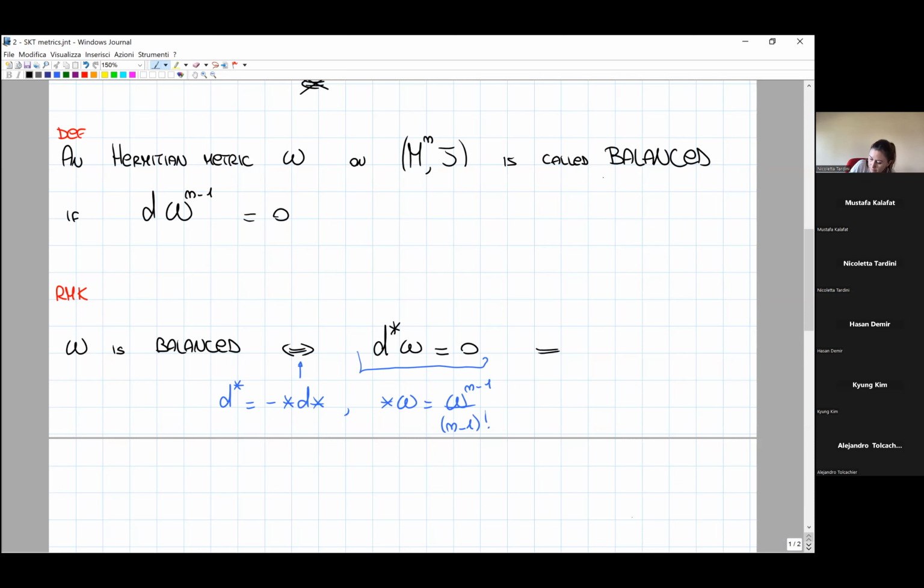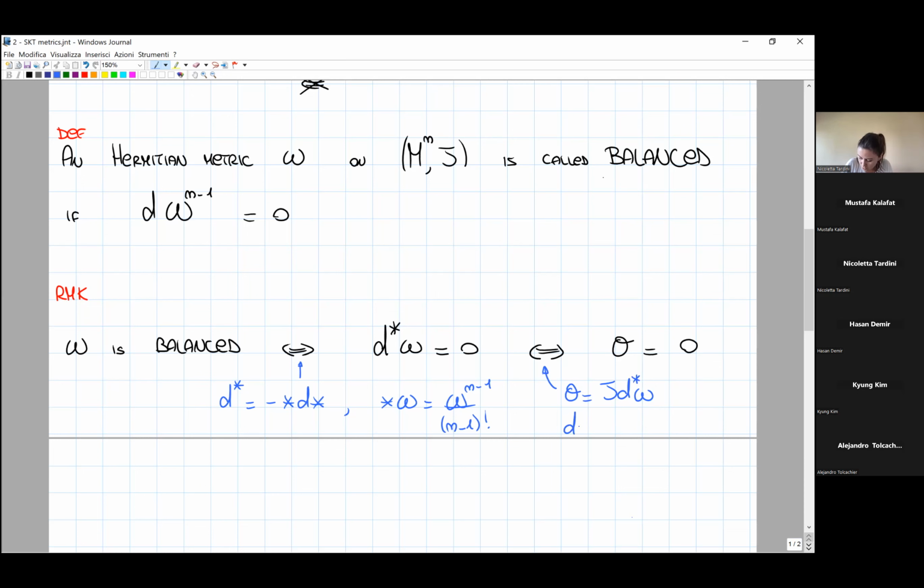And also, equivalently, we have that the Lee form of the metric, theta, is actually 0. This is because yesterday we saw that theta is exactly defined as J of d star of omega. So theta is the Lee form of the metric. Every time you have a metric omega, you can define this one-form. And so balanced metrics are those whose Lee form is equal to 0, okay?